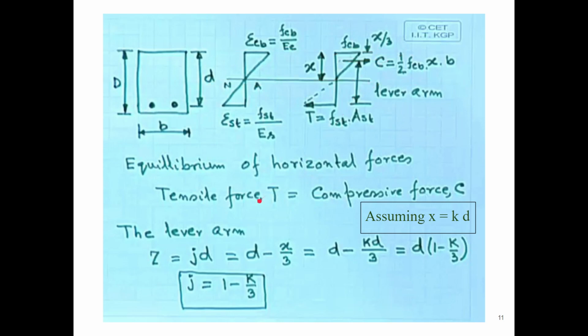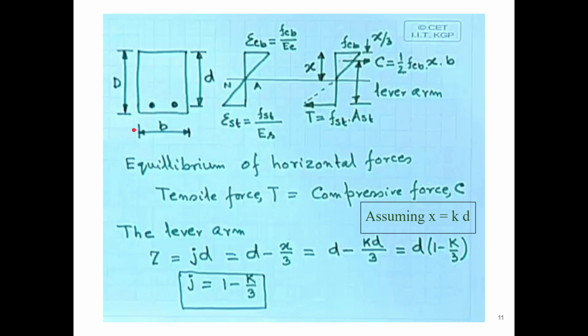Now as per the equilibrium condition of the horizontal forces, tensile force T is equal to compressive force C, so that will be the stable condition. And if we assume x is equal to kd, this distance is basically called the lever arm, from the center of compression to the center of tension.